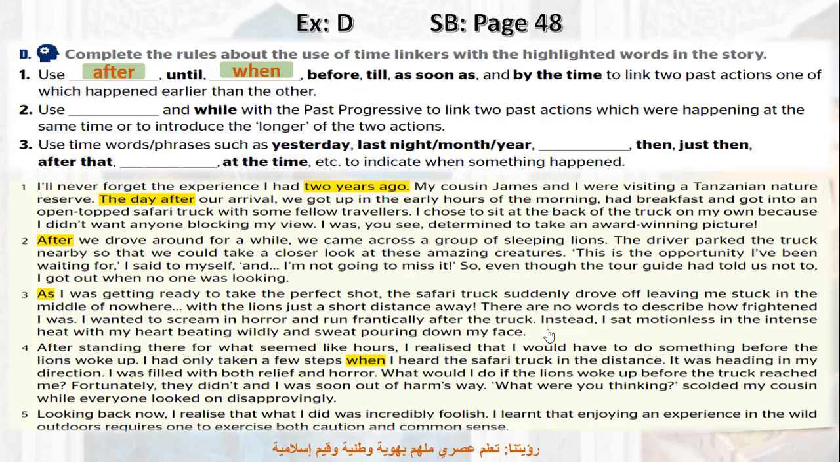Number 2, use as and while with the past progressive to link two past actions which were happening at the same time or to introduce the longer of the two actions. Number 3, use time phrases such as yesterday, last night, last month, last year, 2 years ago, then, just then, after that, the day after, at the time, etc. to indicate when something happened.